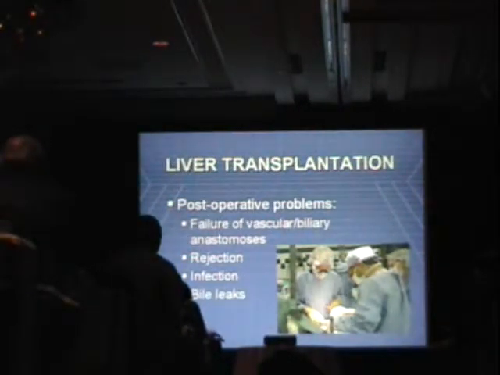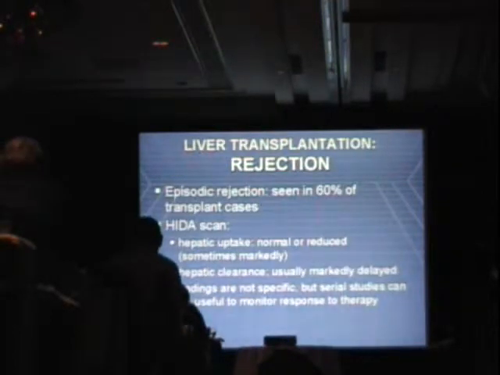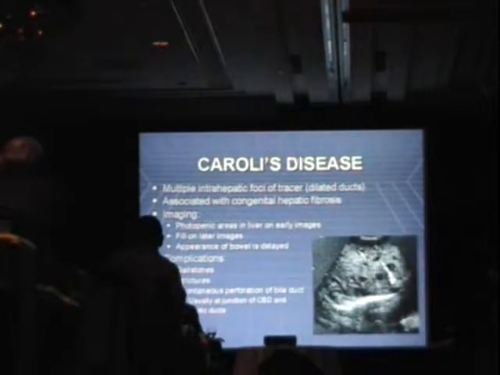Liver transplantation sometimes comes to us for evaluation of problems. They can be failure of the biliary anastomoses, rejection of the liver, infection, and bile leaks. For rejection, the HIDA scan can show normal or reduced uptake, either one. Hepatic clearance is usually what's markedly delayed in these patients. Not a specific finding. We don't use it to help with the diagnosis, but we can help for the monitoring of these patients as they get therapy.